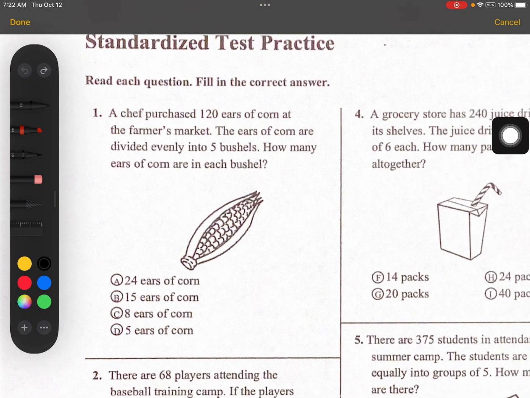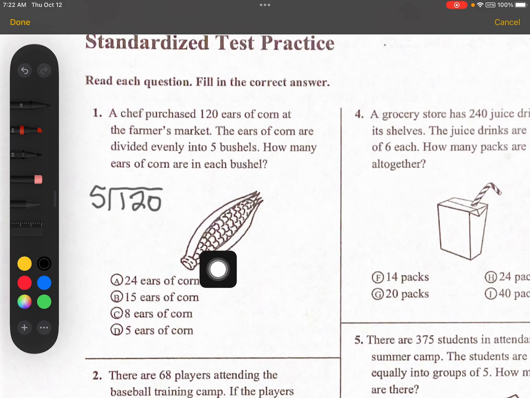Okay, for your prove it, you need to make sure you set it up like this. 5 will go into 120. Do your division and figure out your answer, and then fill in what bubble is your answer.